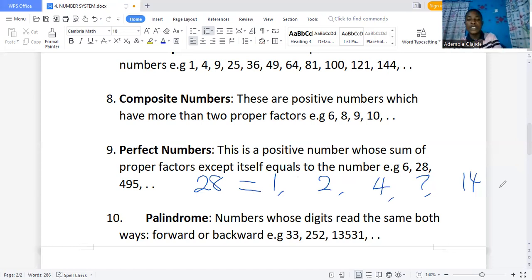So if you sum all these proper factors together, you say 1 plus 2, 3, plus 4, 7, 7 plus 7, 14, 14 plus this 14, you will get 28. Therefore, 28 is a perfect number. It's different from perfect square, like we saw previously here.